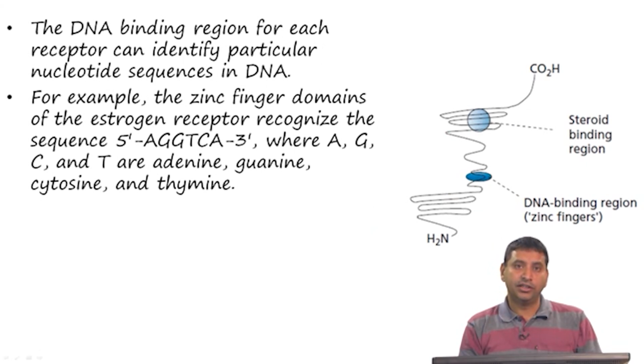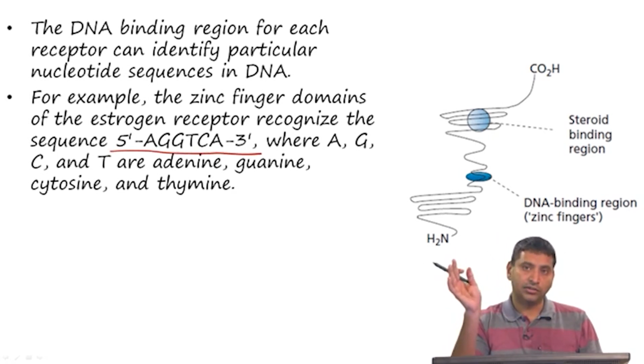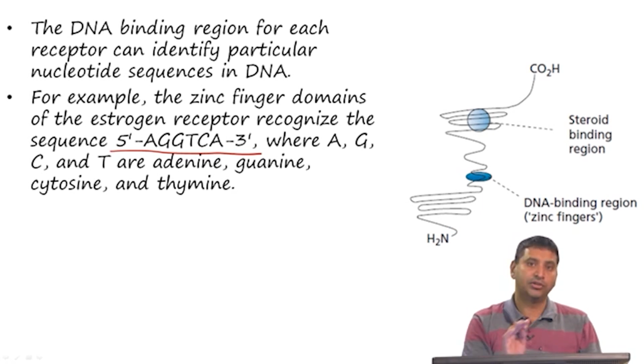The DNA binding region for each receptor can identify a pair of nucleotides in the sequence. For example, the zinc finger domains of the estrogen receptor can recognize this sequence as shown here. Whenever the steroid comes and binds, it exposes the zinc fingers, and the zinc finger is going to go and bind to the DNA at this particular sequence.